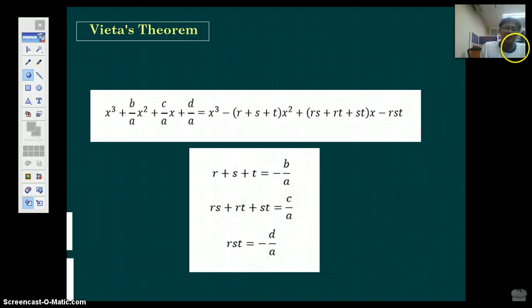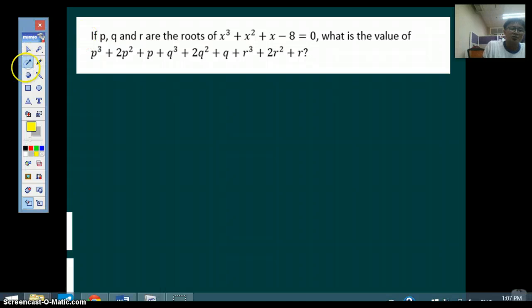Now let's have some problems to answer. If P, Q, and R are the roots of x cubed plus x squared plus x minus 8 equals 0, what is the value of this expression? It's a very long expression: P cubed plus 2p squared plus p plus q cubed plus 2q squared plus q plus r cubed plus 2r squared plus r. But before we go into that, you set up your Vietas first.